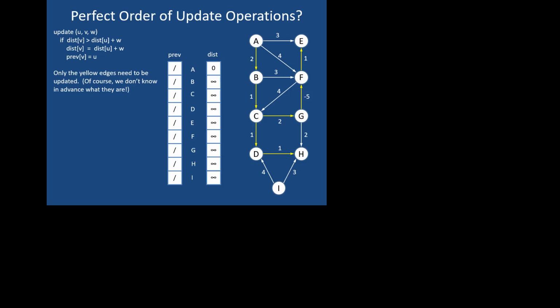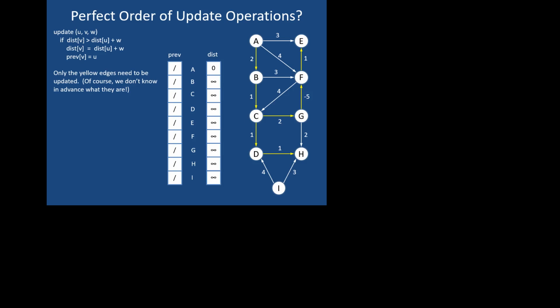And it turns out that if you just randomly generated update operations and did them, and made a list of the updates that you did, the only updates that matter are the ones for the yellow edges. So if you could predict in advance what the yellow edges were going to be, in other words, the actual shortest paths tree, then there is a perfect order in which to do the updates. So what would be the perfect order?